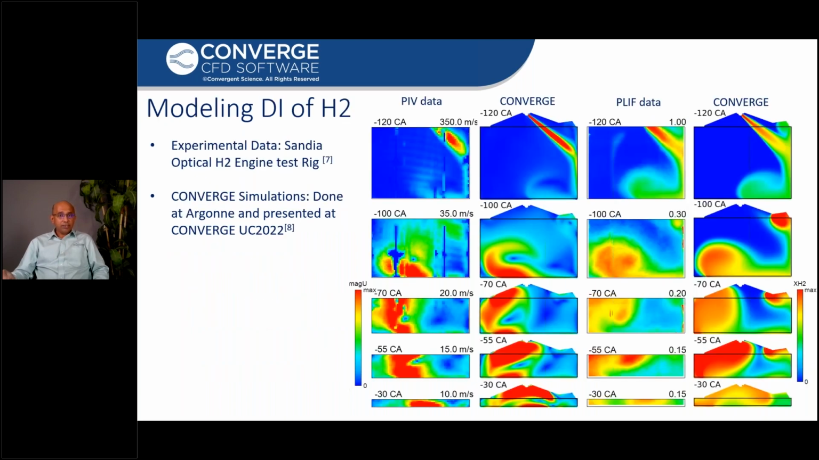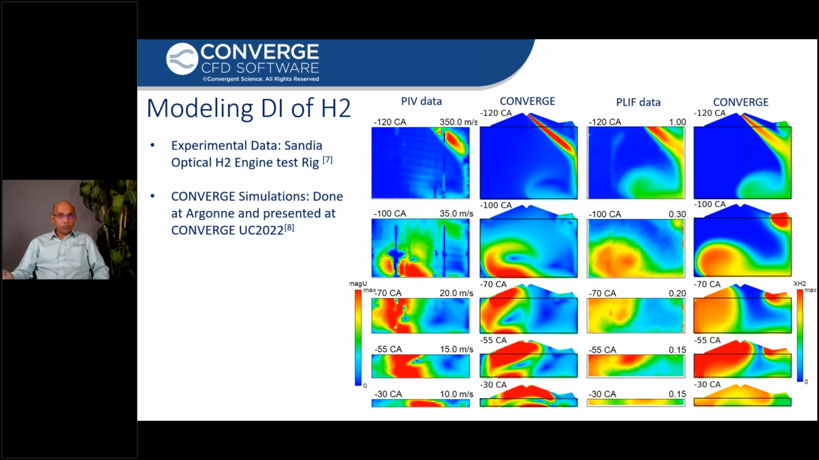Now, this slide shows how hydrogen direct injection experimental data from Sandia National Laboratories is used to validate CONVERGE simulations done at Argonne National Lab. The Sandia hydrogen direct injection data from their optical engine is publicly available for everyone to use. This simulation work was presented at the recent CONVERGE user conference by Argonne.